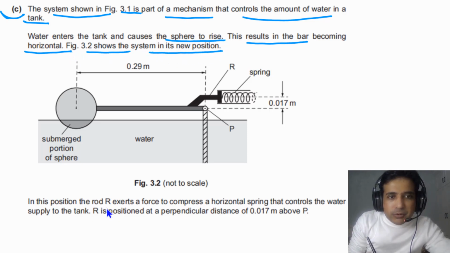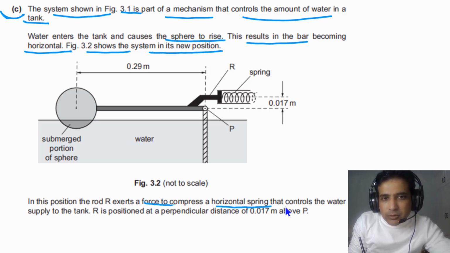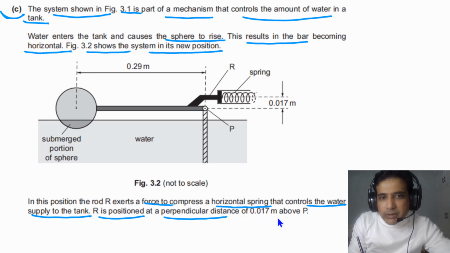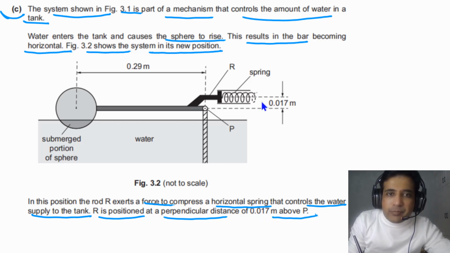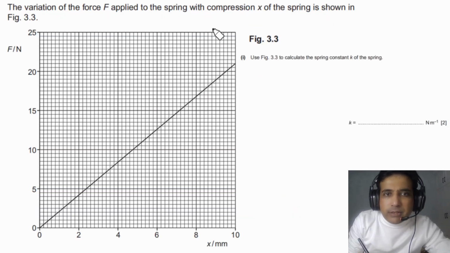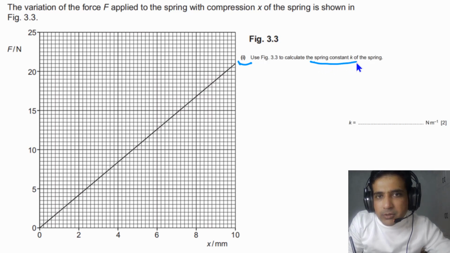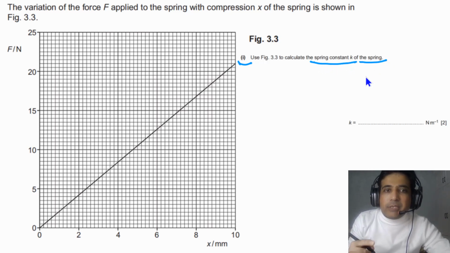In this position, the rod R exerts a force to compress a horizontal spring that controls the water supply to the tank. R is positioned at a perpendicular distance of 0.017 meter above P. This perpendicular distance is given to us. And for part C1, the question is asking us to calculate the spring constant of the spring.